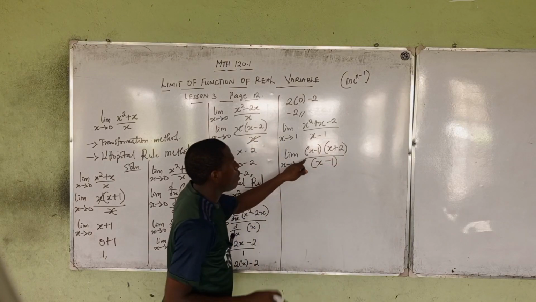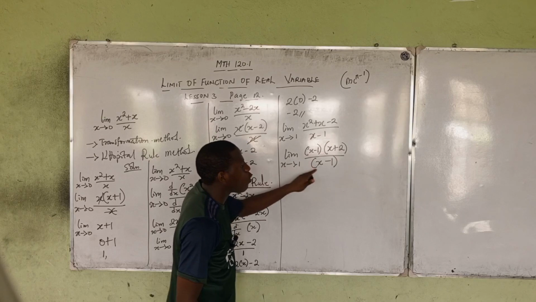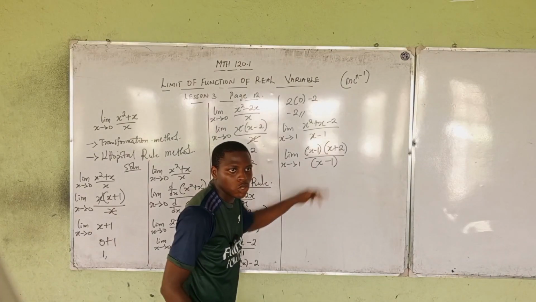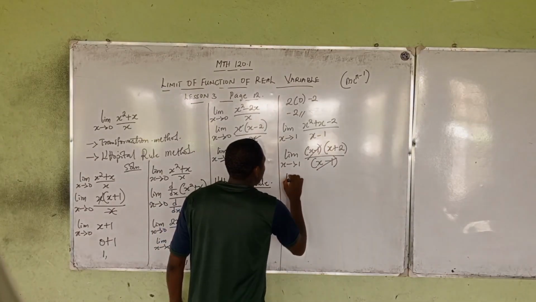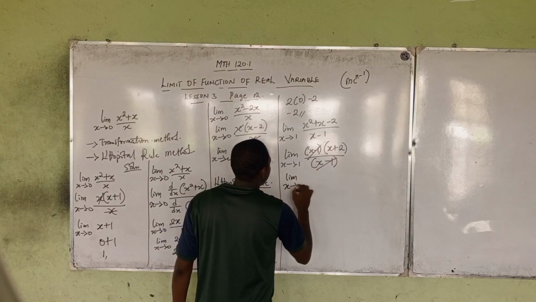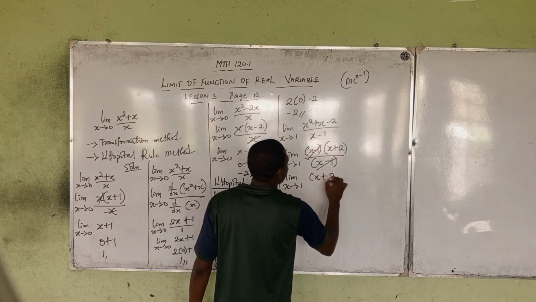Look at what you have here. You simply have one of your numerator equal to your denominator. So what do you do? You simply cancel them out. So you are left with the limit of x tending to 1 of the function x plus 2.